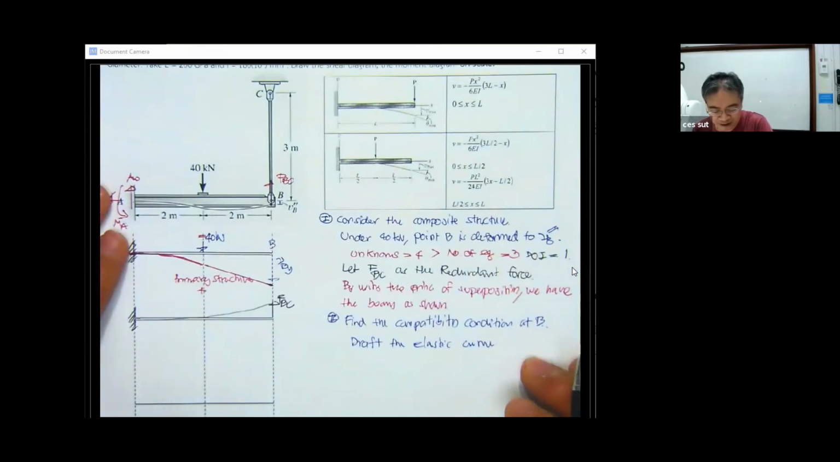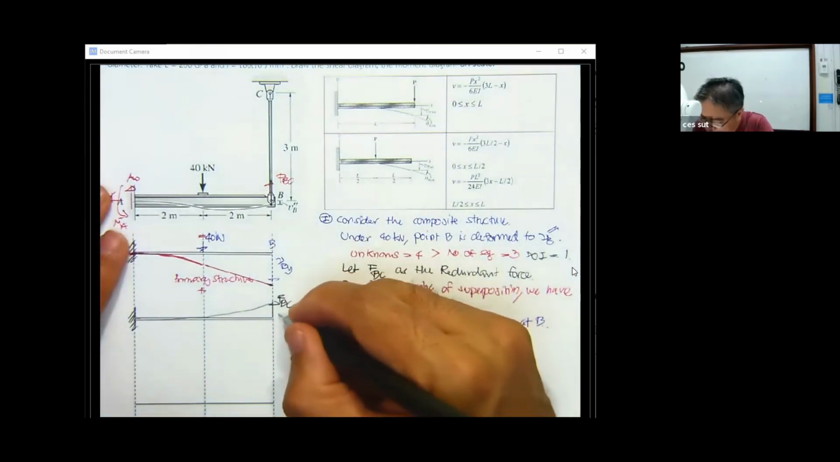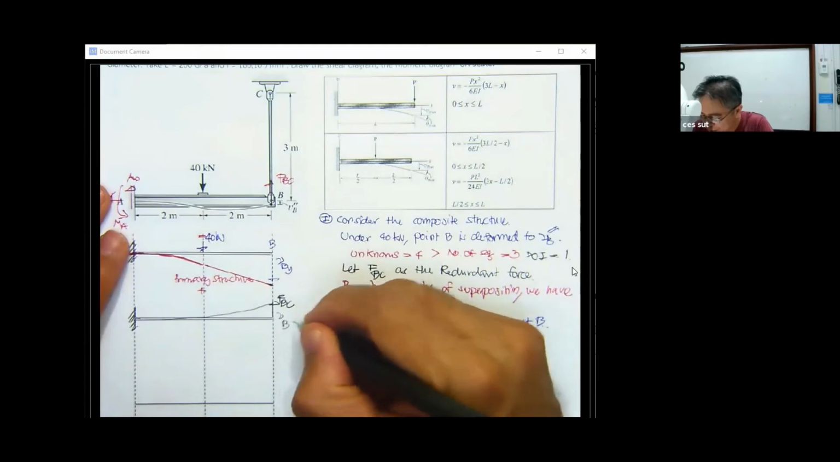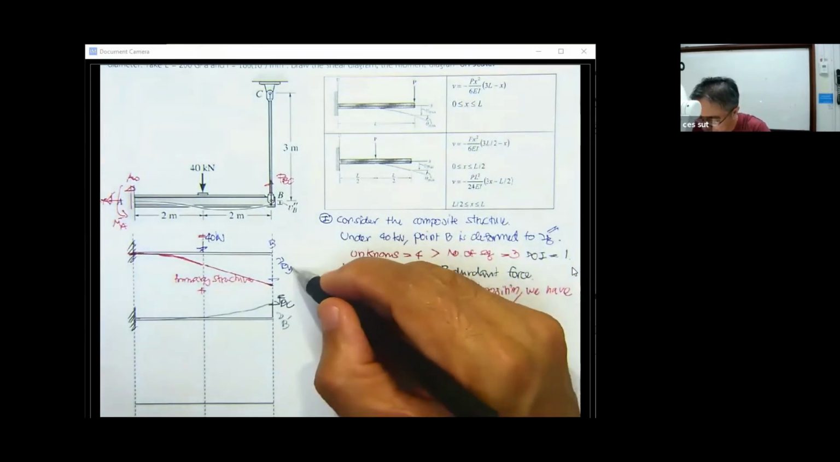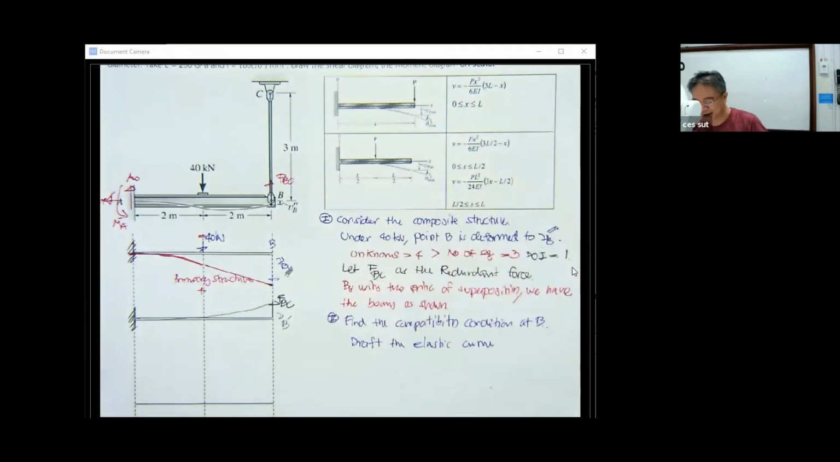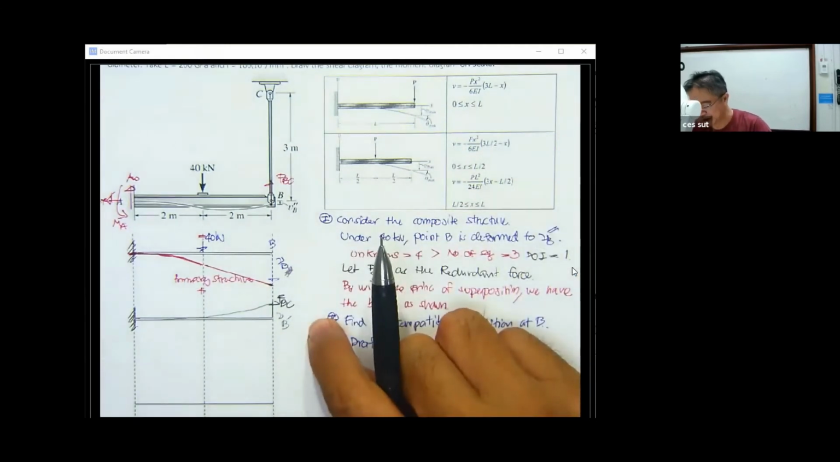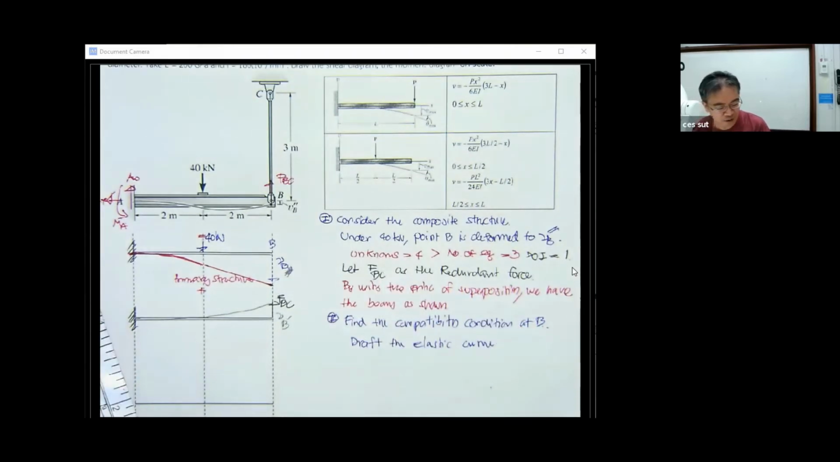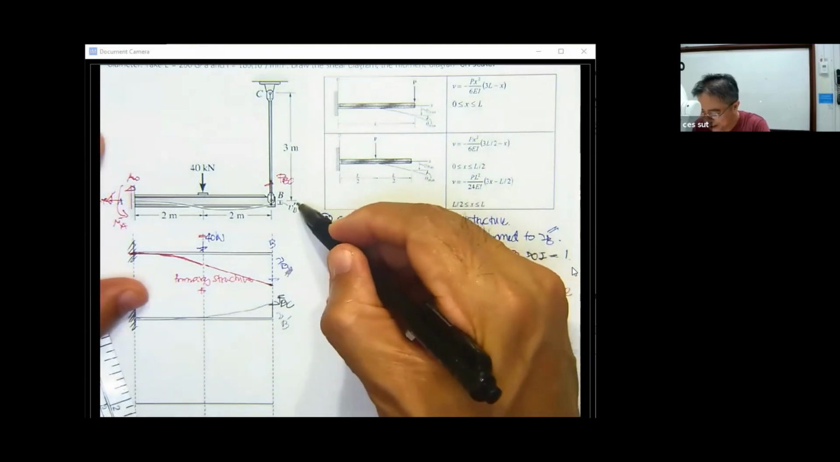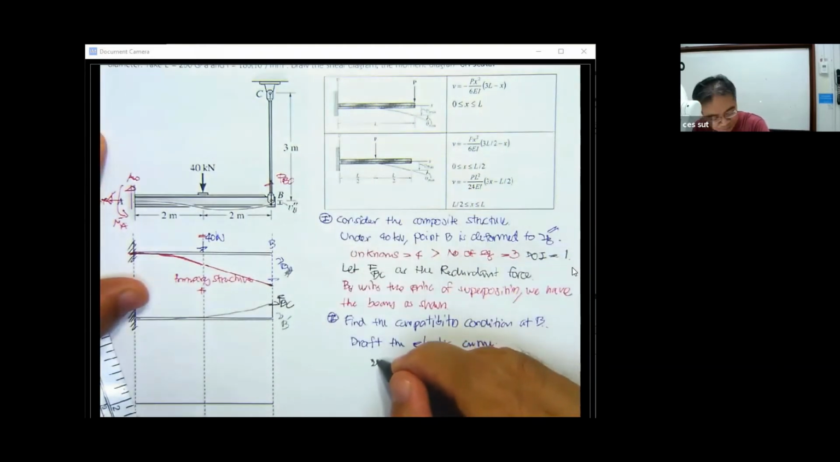Okay, and this is going to be what? This is going to be v sub B prime. Okay, let's call this v sub B. Just call them v sub B. Okay, and this is going to be v sub B prime. And what we have here is going to consider the elastic curve. This one is going to be v sub B double prime.